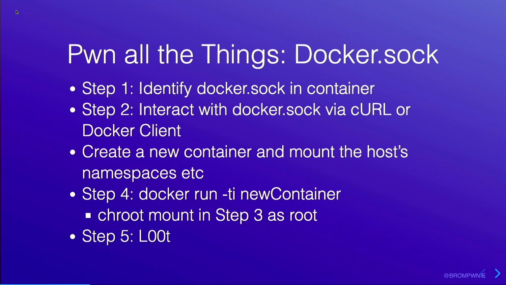Step two, you got to interact with the socket, so you can use the Docker client or curl or socat or whatever you want that can speak to Unix domain sockets. You then want to create a new container and mount the host's namespaces, whether it's the PID namespace or network namespace, and mount it as privileged. And then when you run that, you want to chroot, then basically the container that you are in is root on the host, and then that's where you can go ahead and cause havoc. So that's pretty much the recipe that you do. There's a ton of resources online on how to do that.